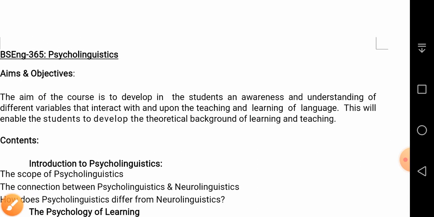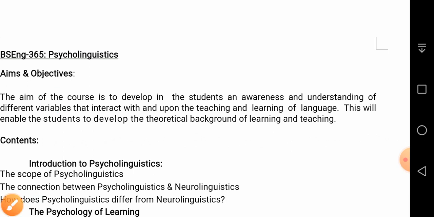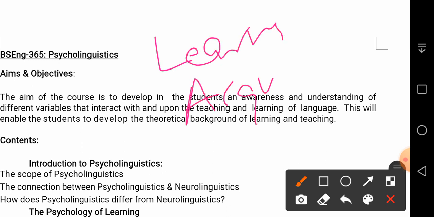There are two other concepts, learning and acquisition. There is a minor difference between learning and acquisition. Acquisition is a process of learning which is unconscious. You don't spend conscious effort. You learn something without knowing it.